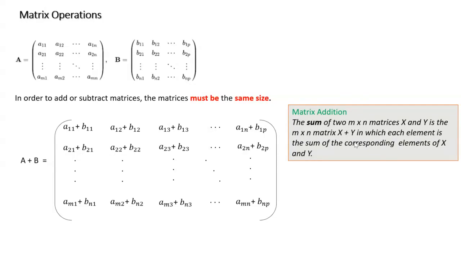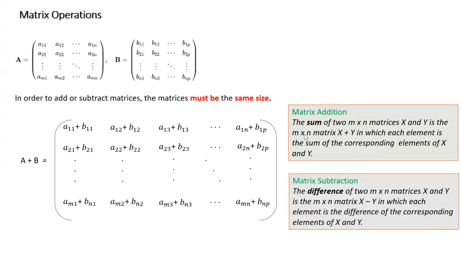Like I said, this is a little bit hard for students to understand, but we can do an example to describe the definition. Okay, so let's do examples on the next page. Also, the difference works the same way. If you have A minus B, it's going to be A11 minus B11, A12 minus B12, and so forth.